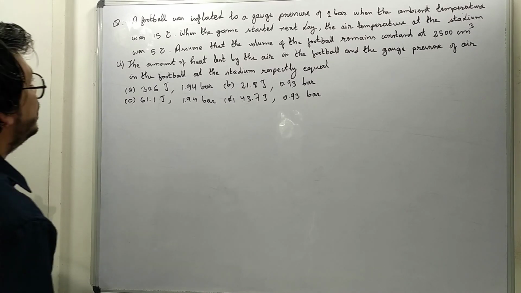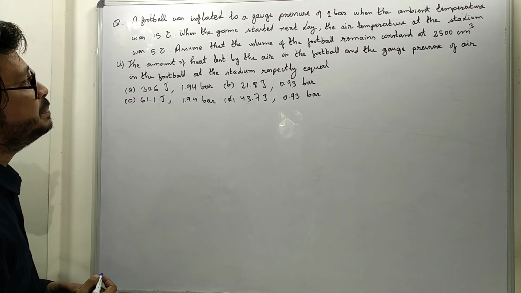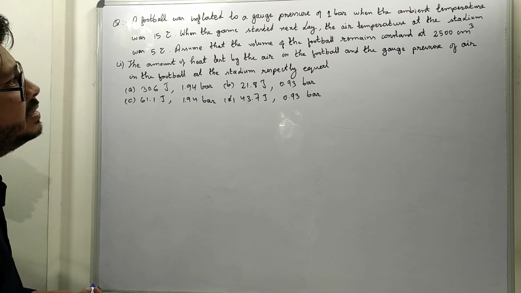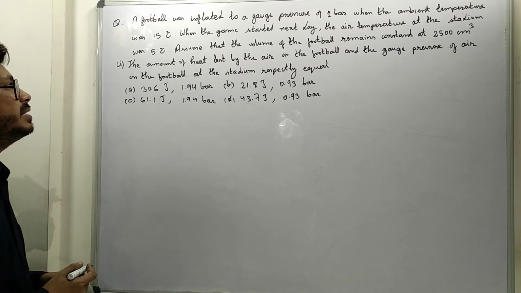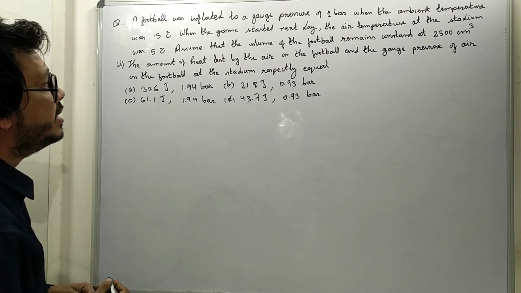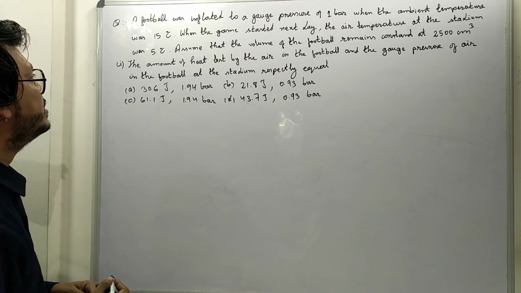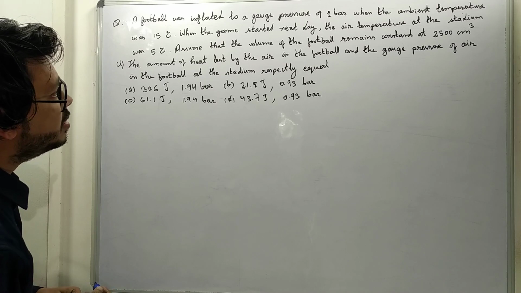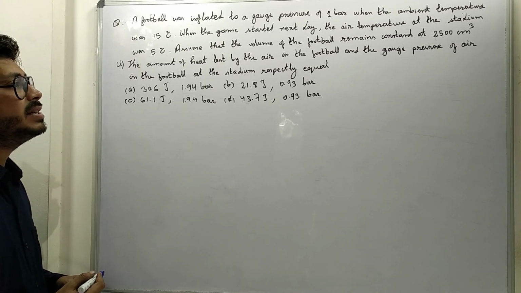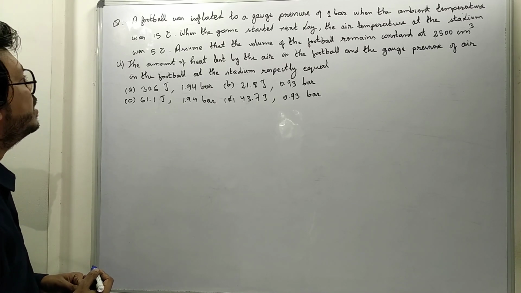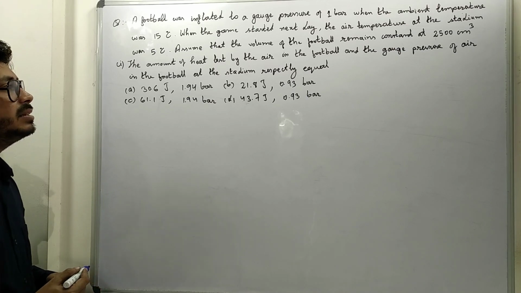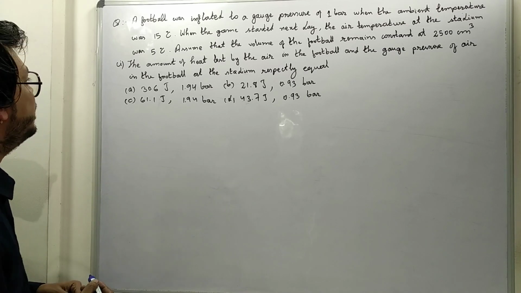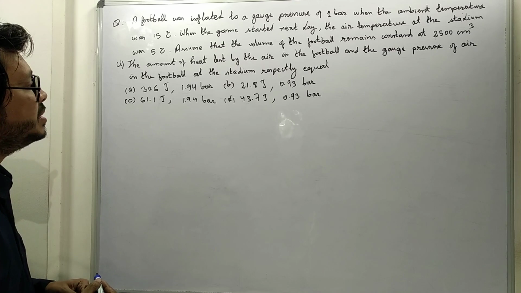Now, a football was inflated to a gauge pressure of 1 bar when the ambient temperature was 15 degrees centigrade. When the game started next day, the air temperature at the stadium was 5 degrees centigrade. Assume that the volume of the football remains constant at 2500 centimeter cube. The amount of heat lost by the air in the football and the gauge pressure of air in the football at the stadium respectively equal.